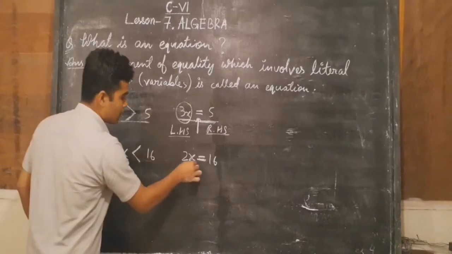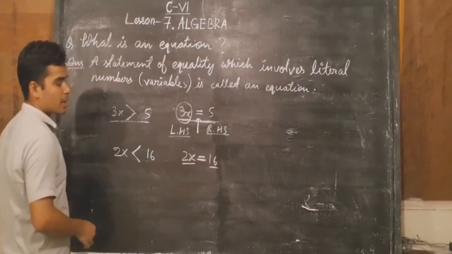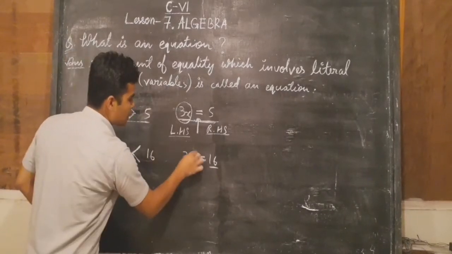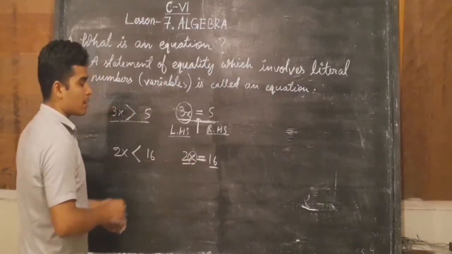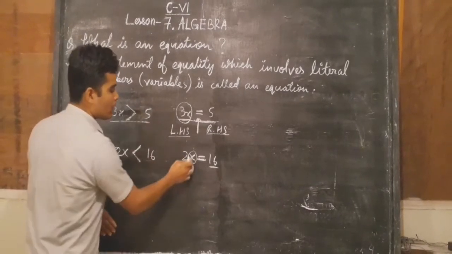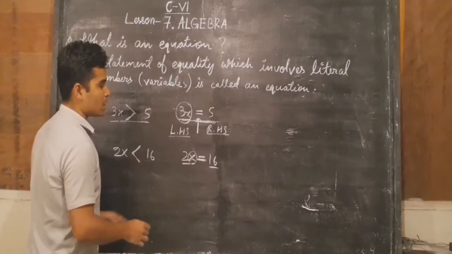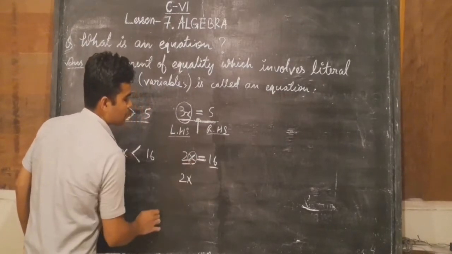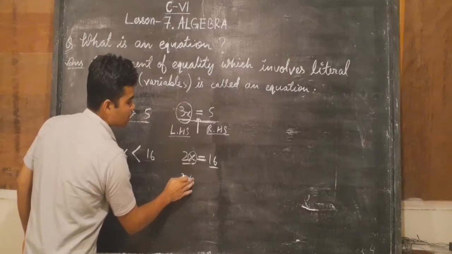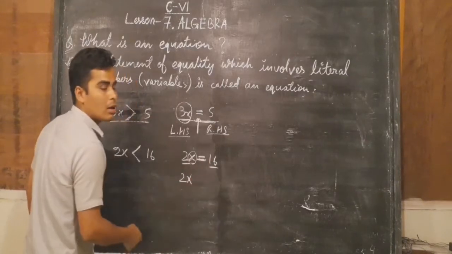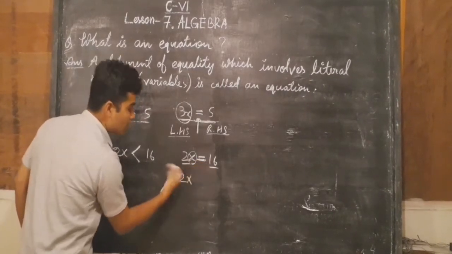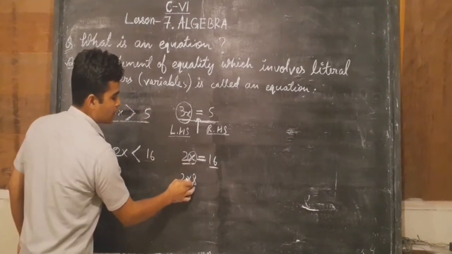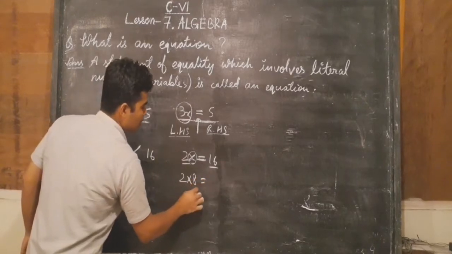equal. Now look at this, both the left hand side and right hand side are equal, but we must have some value for this x, then only both the sides will be equal. What value of this x will make both the sides equal? You can see 2 into x. What value of x will make 16? So that it will be equal to the right hand side, because the right hand side is 16, so here also it must be 16. So if I put x value 8, then I will get 16.